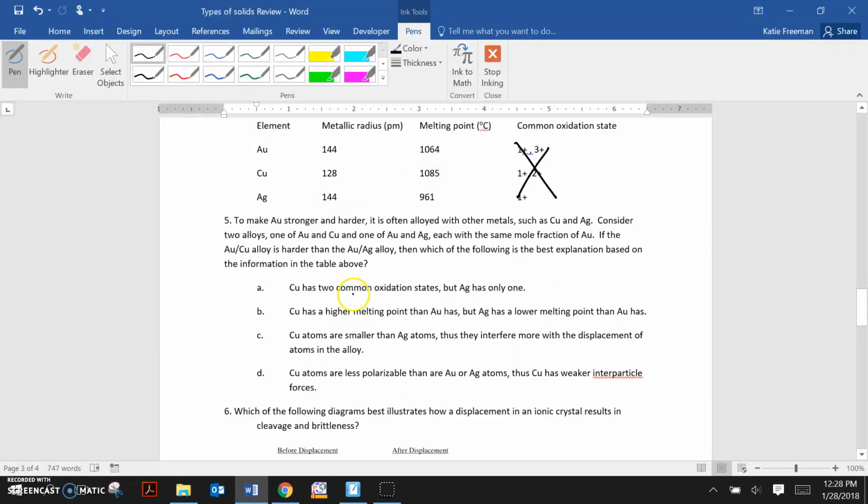Copper has 2 common oxidation states, but silver has 1. Has nothing to do with it. We're dealing with an alloy, which are the pure metals. We're not dealing with anything in terms of ions, so we don't care about their oxidation numbers at all.